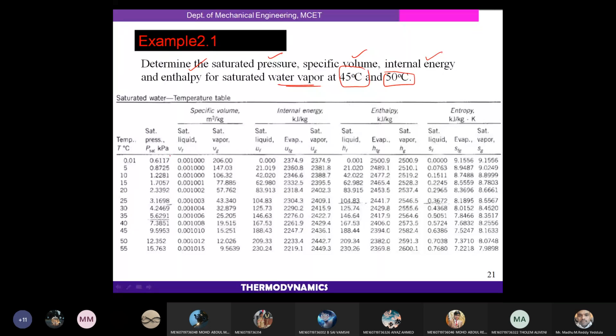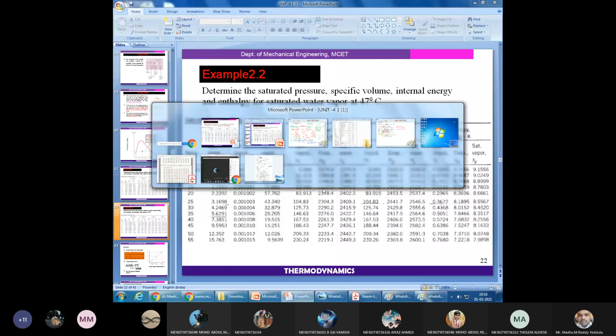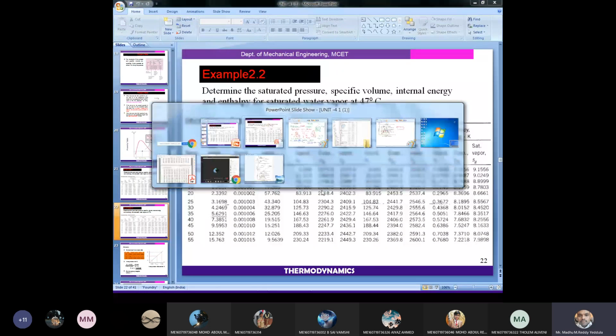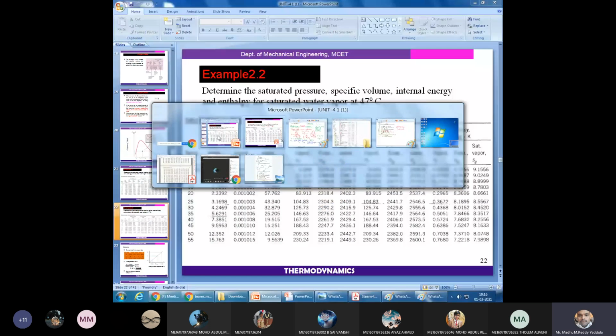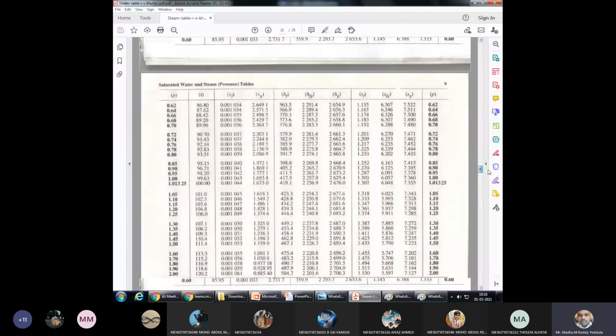Now, which tables do you need to refer to? You need to refer to the water and saturated steam tables. That may be table 1 or table 2. Again, it depends upon temperature. The value is given as temperature, 45 degrees and 50 degrees centigrade. Therefore, the first column of the table should be temperature. Right. I'm going to the first table.